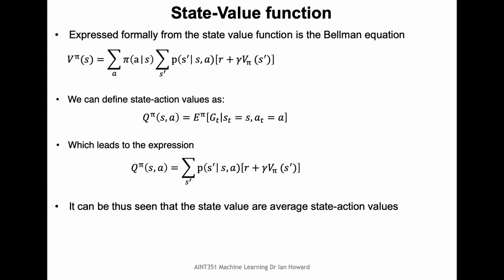So you can see that the state action values are basically another average. It's another expectation. And we can also write the value function in terms of this Q function. We see that this second part of the Bellman equation on the right hand side is actually the Q value. So we can substitute in the Q value for this sum across S prime term, and then immediately we have this expression: the value of state S under policy pi is just the sum across all actions of pi of A given S multiplied by Q of S and A.